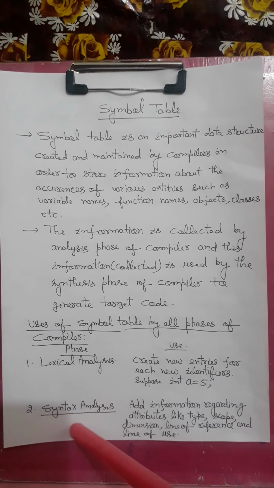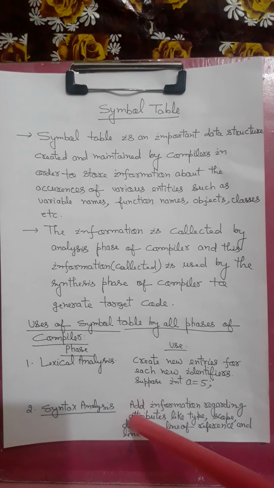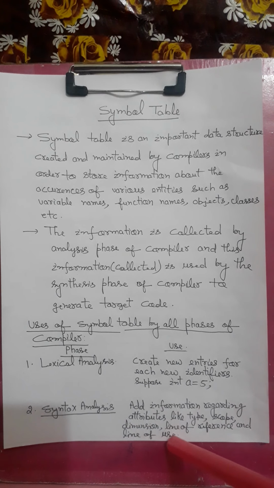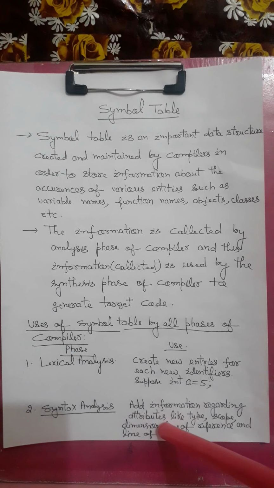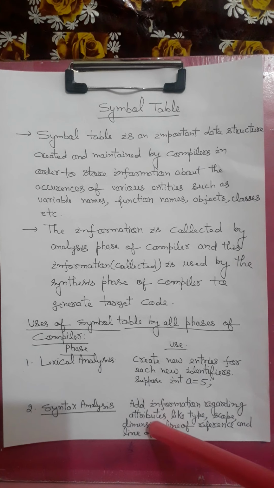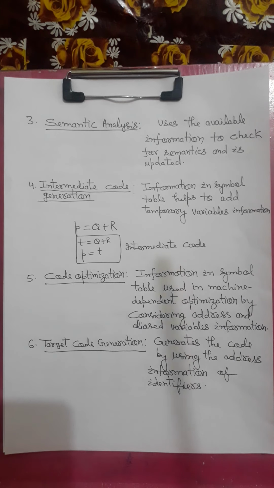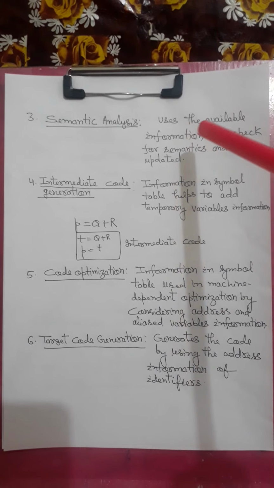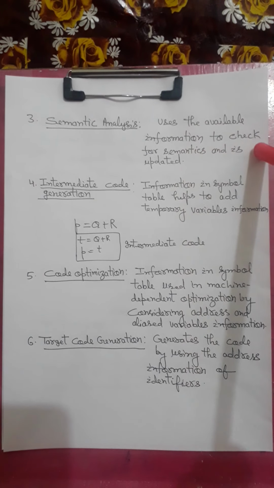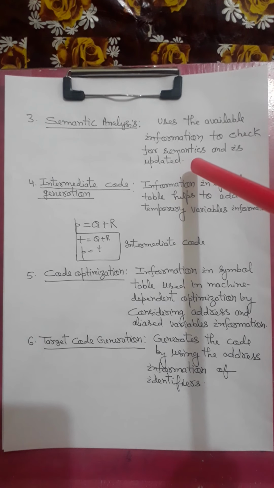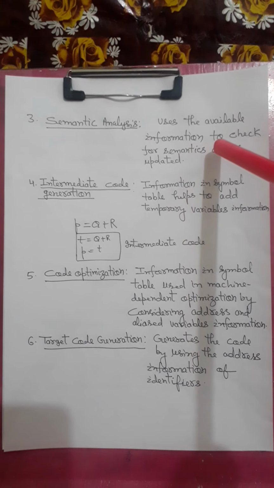And the second phase is called the syntax phase. In the case of the syntax phase, some information is added, like attributes such as type, scope, dimension, line of reference, and line of use. These values are stored into the symbol table at the time of the syntax analysis. The next phase of the compiler is called the semantic analysis. It uses the available information to check for semantics, and the information is updated. In this phase, some information is updated into the symbol table.